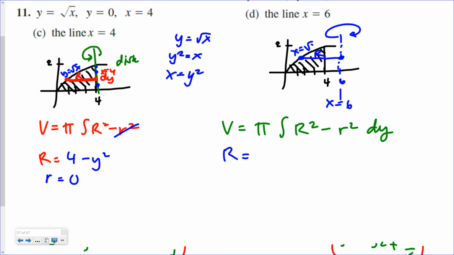And we determined this was, oops, sorry, that's not right. Let me make sure that's right. It was y equals square root of x, right? And I want to square both sides there. So x is equal to y squared on this side. So this is going to be 6 minus y squared.